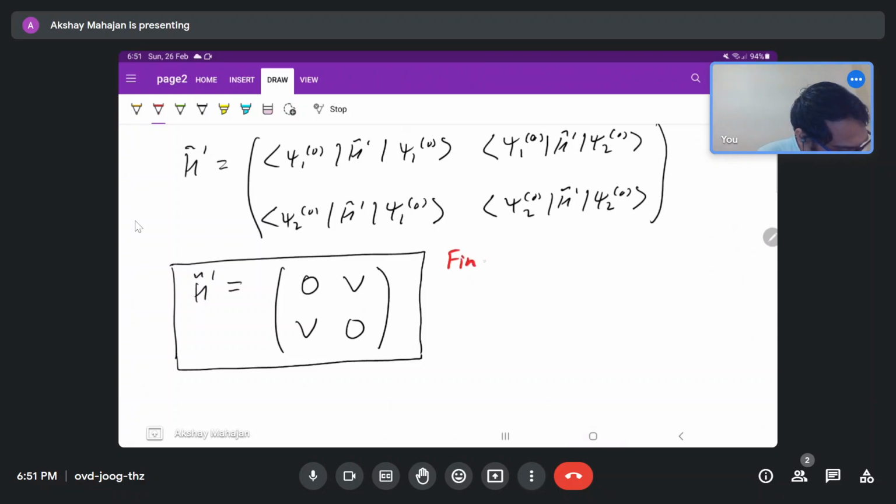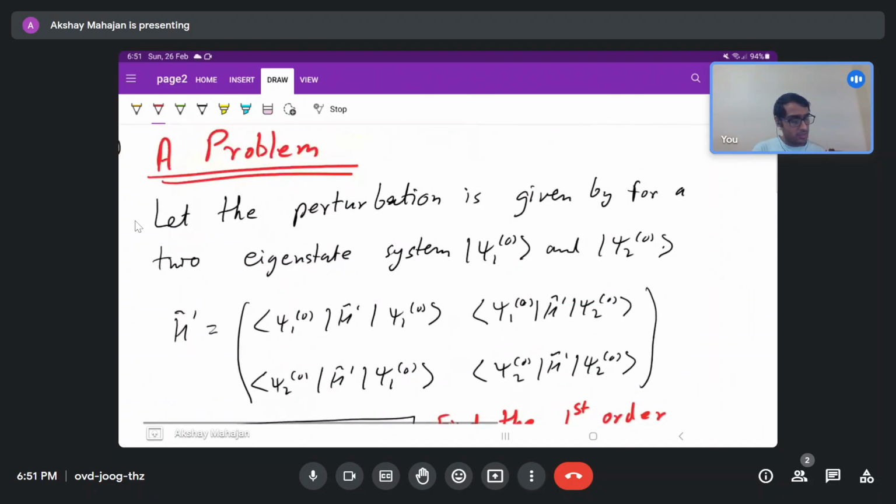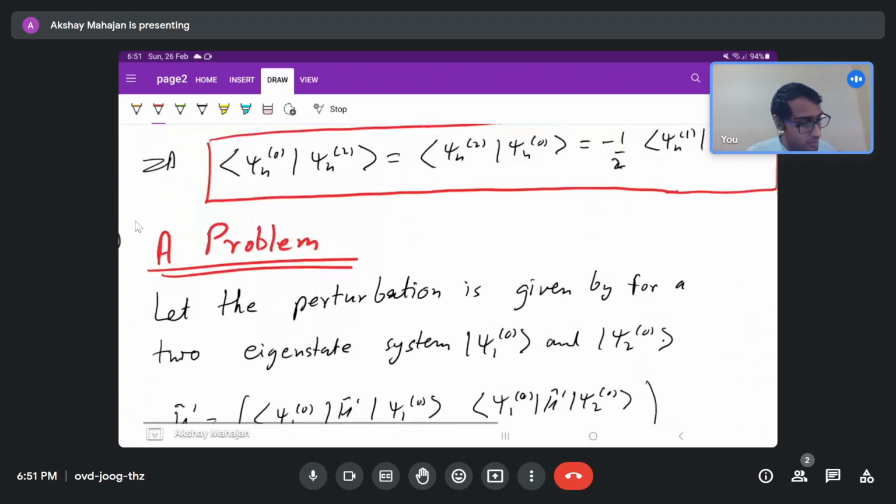Now the problem is to find the first order and second order energy correction. So we will try to find the first and second order energy corrections for a system with two eigenstates, where the perturbation is given by this kind of matrix. Okay, so this is our problem.